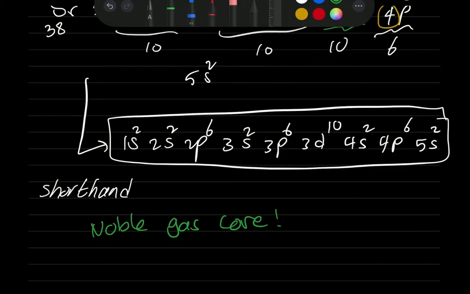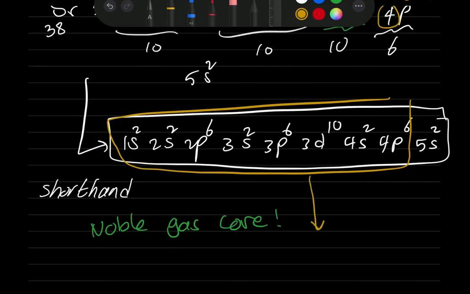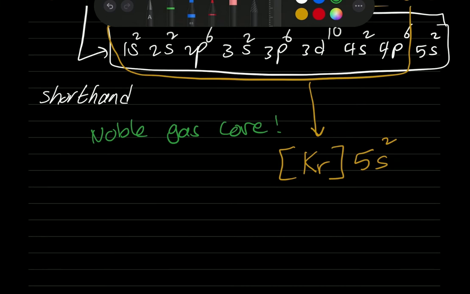Say the krypton contains 36 electrons, which means that we can put all of these in a square bracket: we put Kr and then we write 5s2. So what we concluded from this one here, in the noble gas core, we can shorthand the electronic distribution using the noble gases. And the suitable noble gas here is krypton.